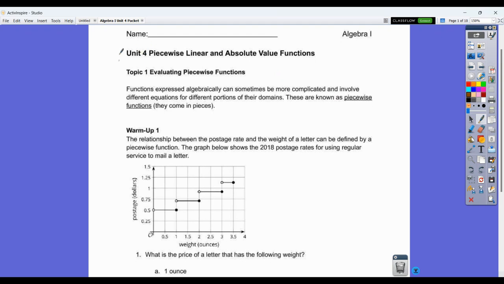So you have your Unit 4 packet that you should have picked up, piecewise linear and absolute value functions. We're going to talk about piecewise linear functions here. Our first topic is evaluating piecewise functions, so talking about the evaluation part of them.